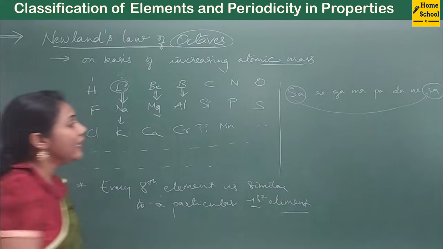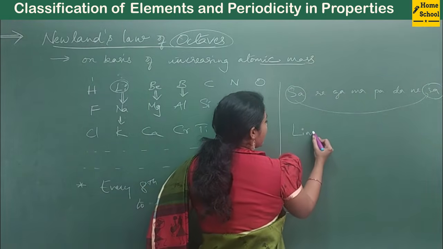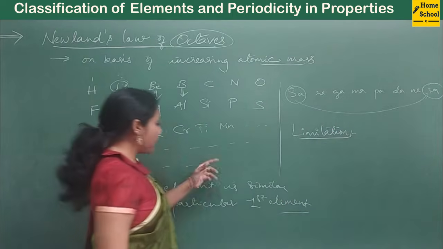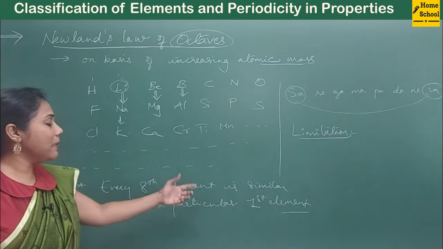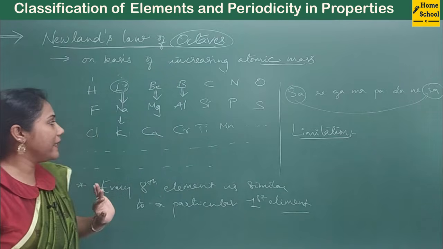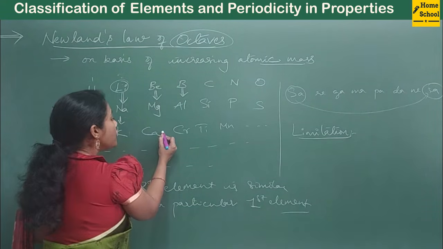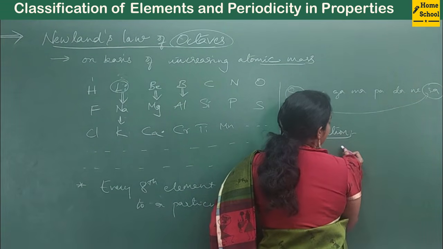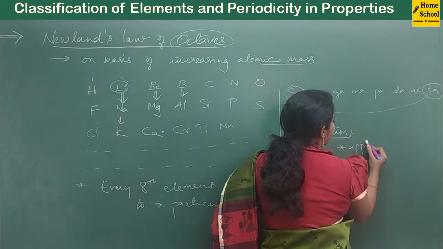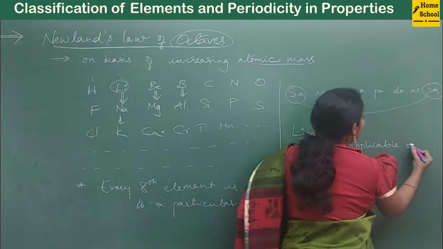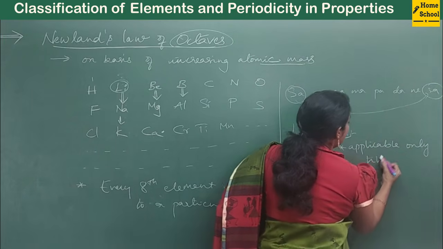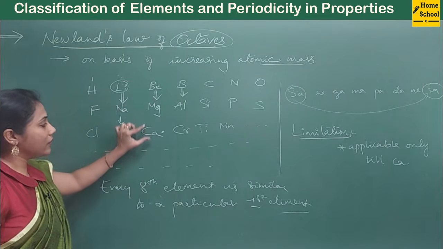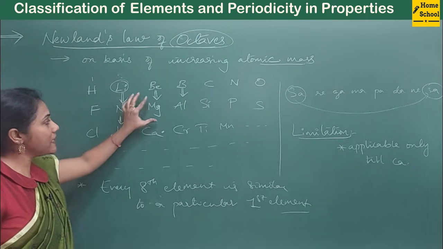Fine, everything is fine, and now let us discuss its limitations. So the major limitation is his principle. What is his principle? Every eighth element must be similar to the particular first element, right? His principle holds good only till calcium. Okay, so his theory is applicable only till calcium. You see, with respect to magnesium, calcium's properties must be similar, that is okay.